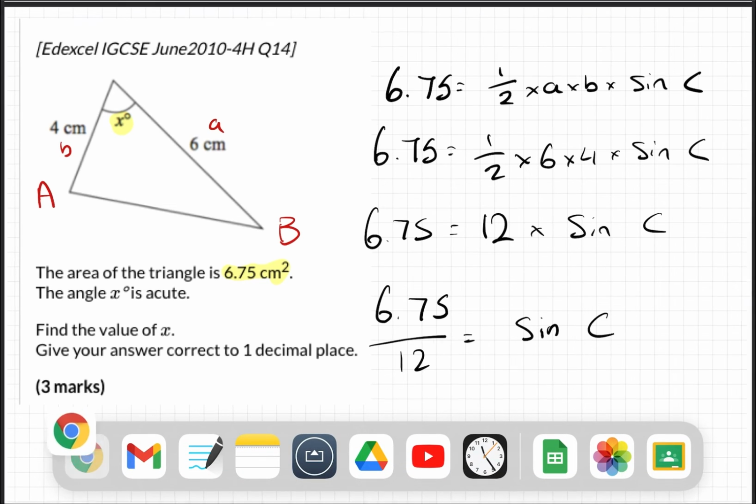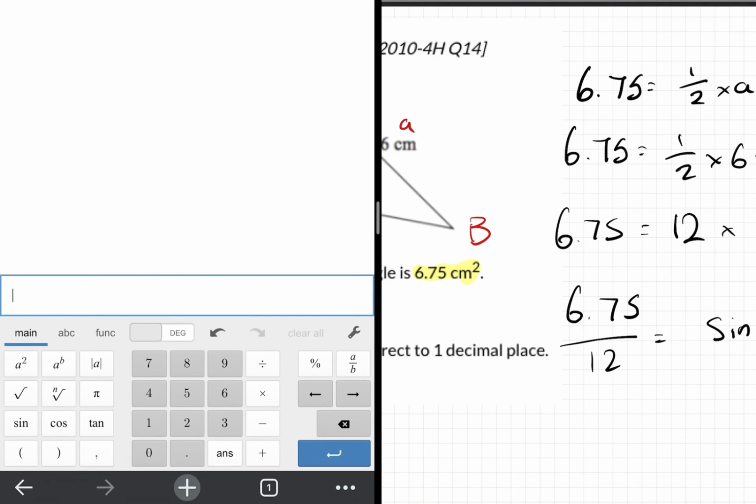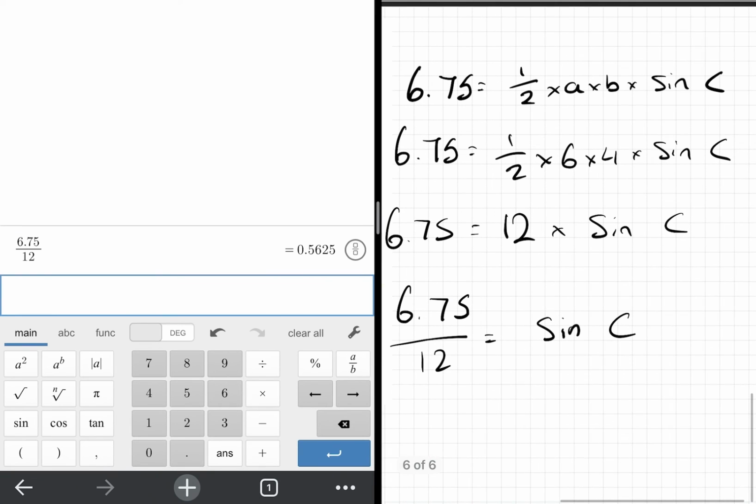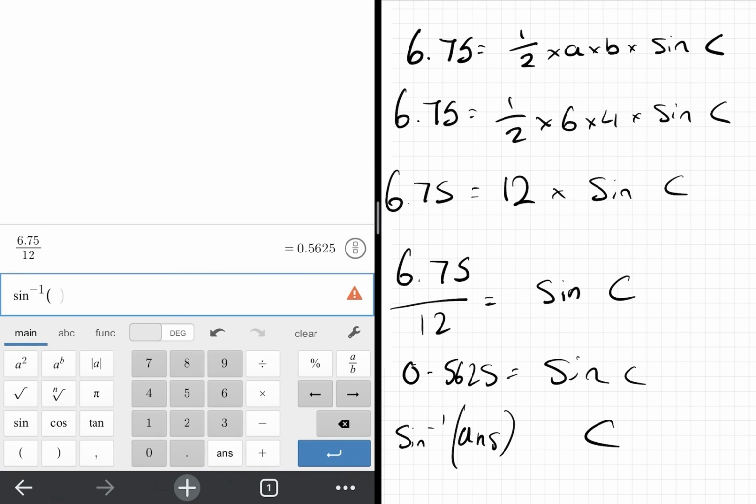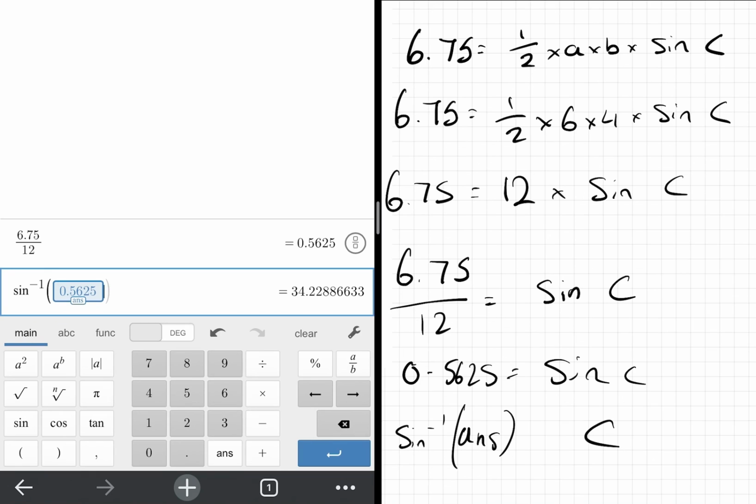Let's get our calculator up. Clear it all. 6.75 divided by 12 equals 0.5625 equals sine of C. So to get C, we just need to do sine to the minus 1 off our answer. Sine to the minus 1 off our last answer. And there we go. We round to one decimal place, 34.2 degrees.